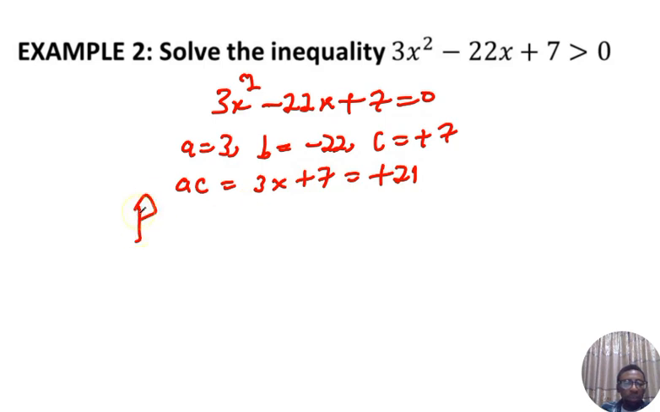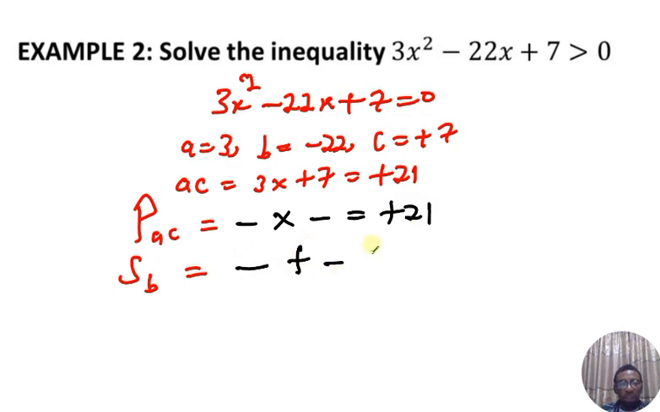So I'll find the product of AC and the sum of b. Think of two numbers that when you multiply them together give you plus 21, and when you add them together give you minus 22. Such numbers are minus 21 and minus 1. If I multiply these together, I'll get plus 21. If I add minus 21 plus minus 1, I also get minus 22.